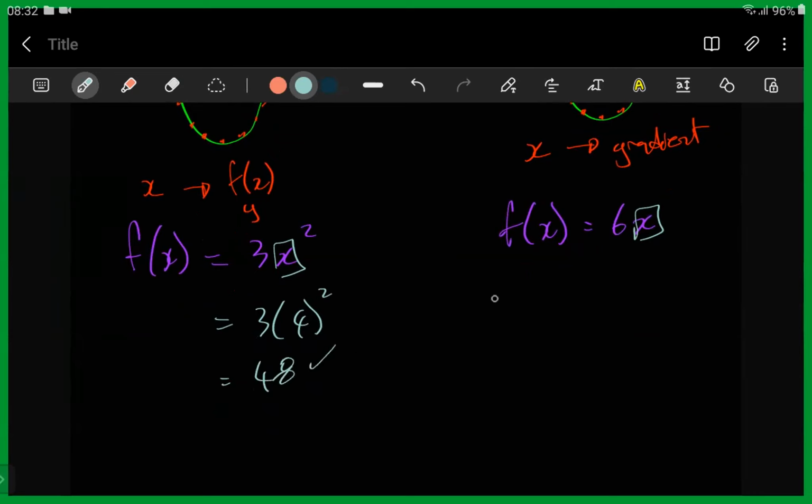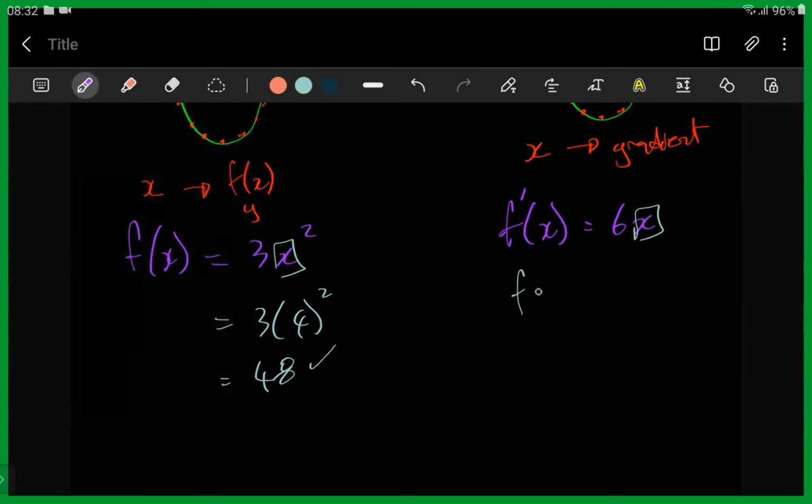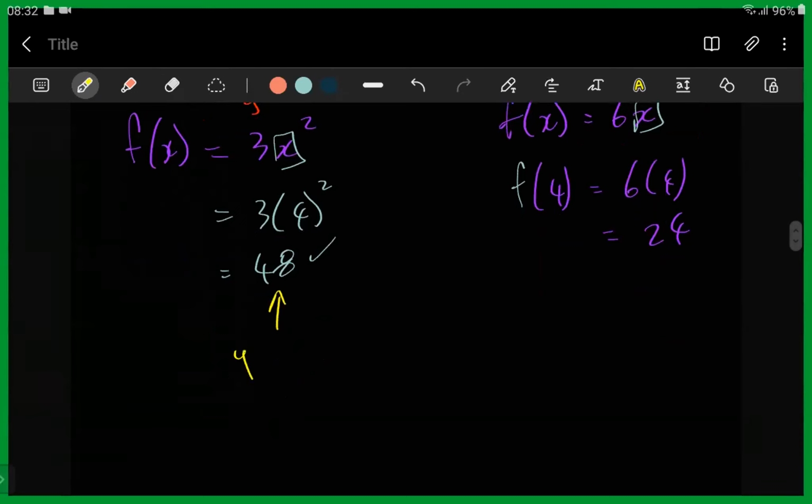If you put a 4 here, oh, sorry, I forgot to put f prime. I forgot to put that punctuation. Put a 4 here. 6 times 4 is 24. It's purely a coincidence that one is half of the other. But all this is telling us is that this here is a y value, and this here is gradient. Do you get it?